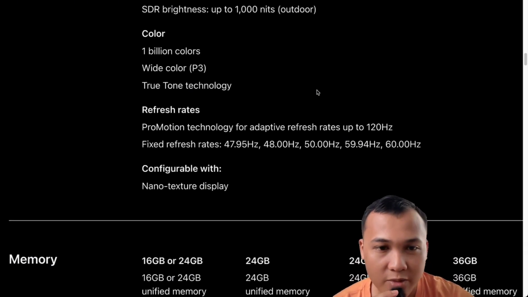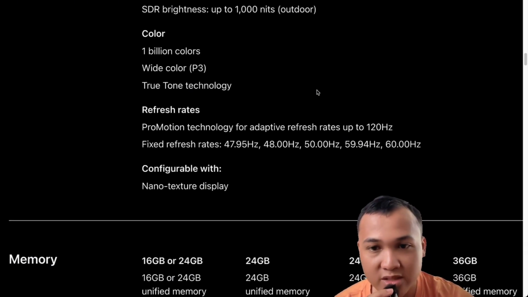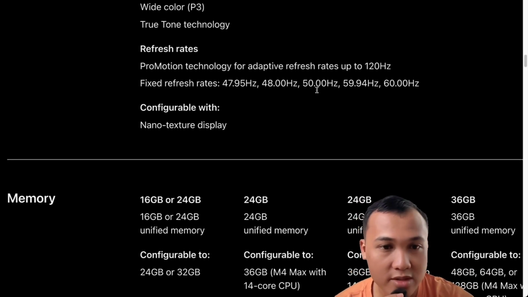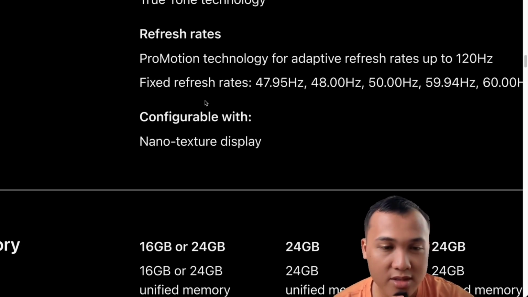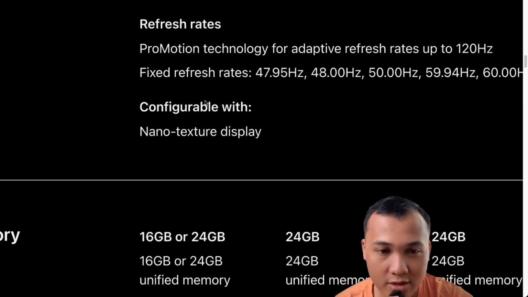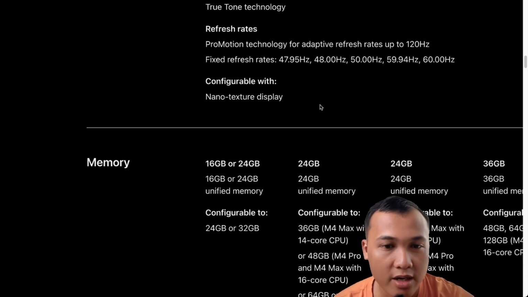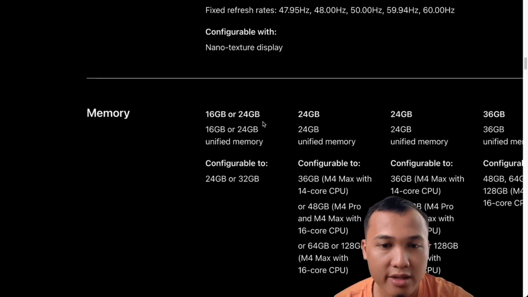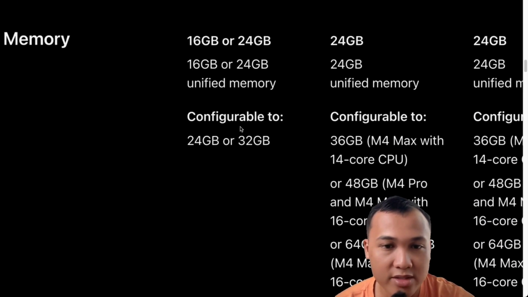Still, we have the ProMotion adaptive refresh rates up to 120 Hz. Still, it's the same as the M1 Pro MacBook screen, but it has a nano texture display. It is an add-on, so it's not included in the base model. So you're gonna have to pay extra to buy it. This was introduced last year in the M4 MacBook Pro. Now, for the memory, we have 16 gigabytes up to 24 gigabytes. And the max is 32 gigabytes of memory.